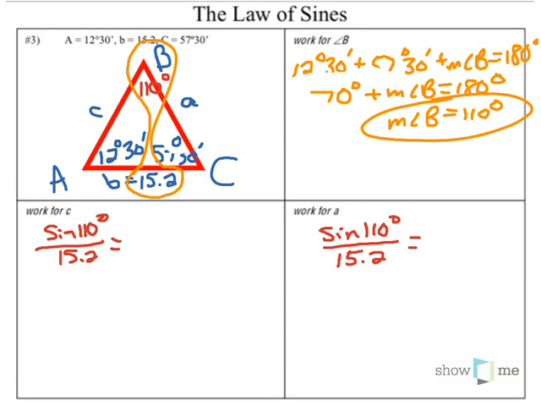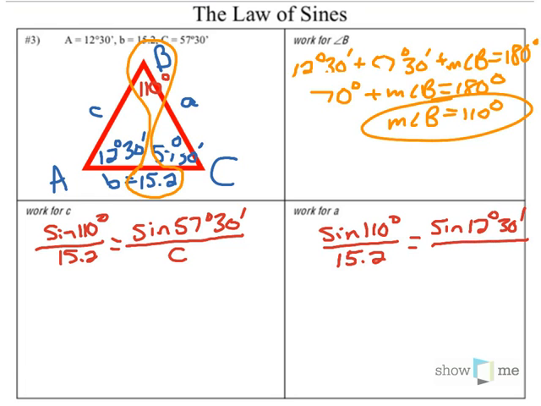For side C, I set this equal to sine of angle C, which is 57 degrees 30 minutes, over its opposite side, C. On the right, I would set it equal to sine 12 degrees 30 minutes over its opposite side, A. And you solve each of those just using algebra.